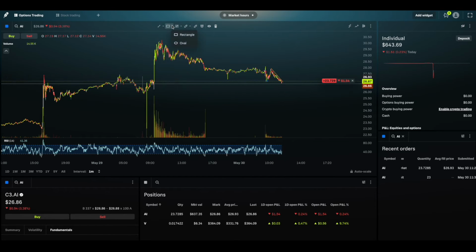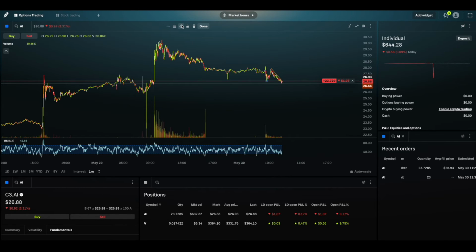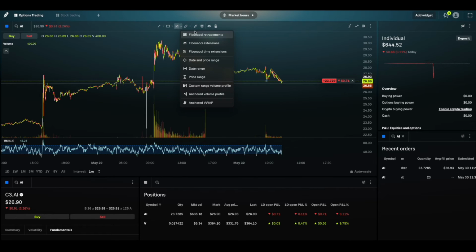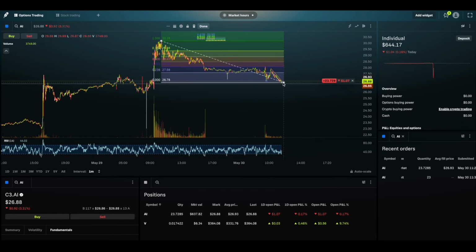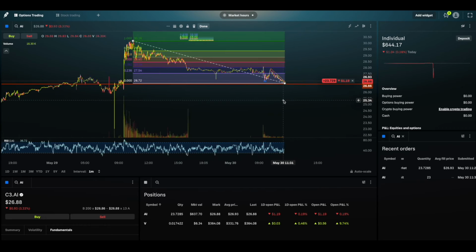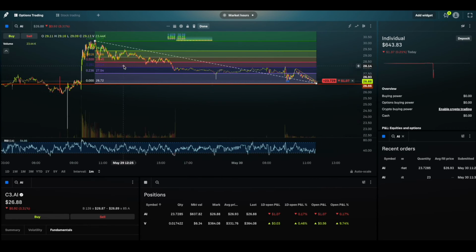Let's see if they have Fibonacci. Let's see if they have that. Oh. Let's see what we got over here. Settings over here. Here we go. So there you go. Look at that. So you can even put in the retracements as well. So here from 30 down to 0.2 delta right here, down to here. I guess if that's how you trade, you can trade like that.